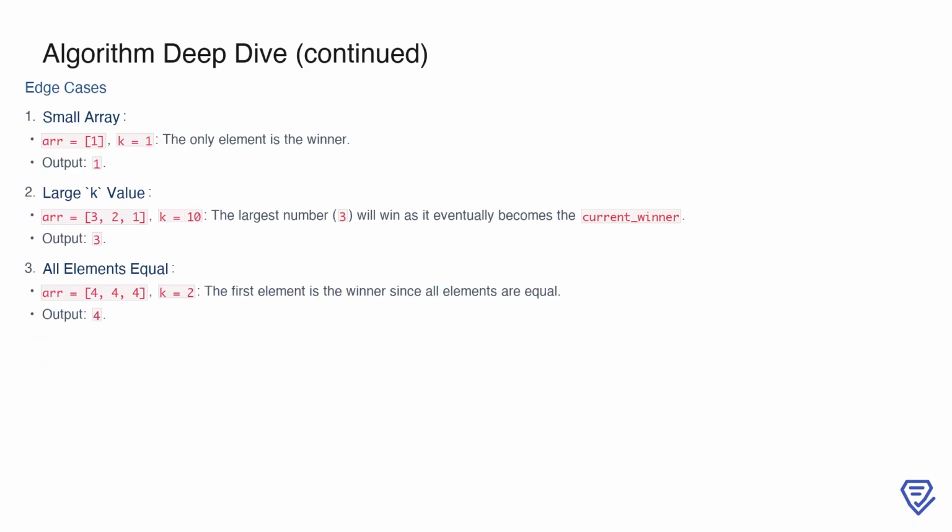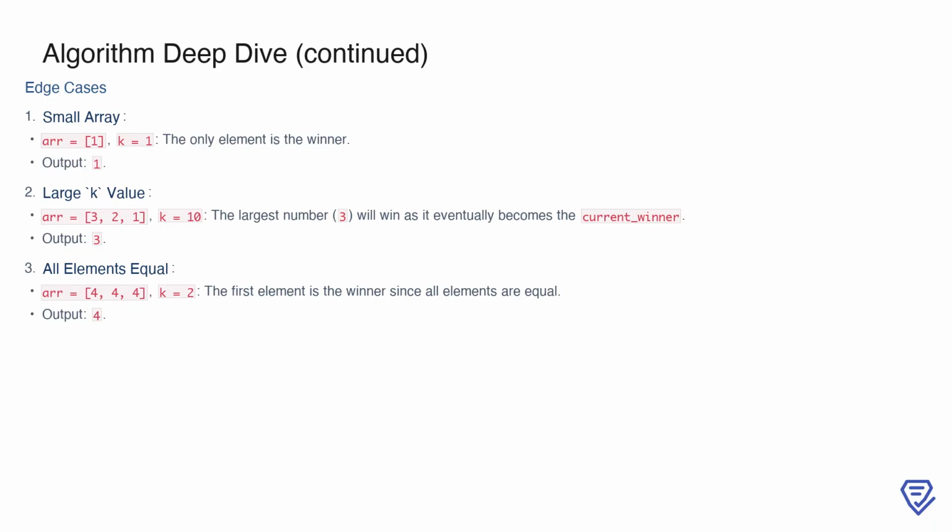Finally, let's discuss some edge cases. If the array is very small, such as 1, with k equals 1, the only element in the array is the winner. The output in this case would be 1. For cases where k is much larger than the array length, like 3, 2, 1, with k equals 10, the largest number, which is 3, will ultimately win, as it will remain the current_winner once it's reached.